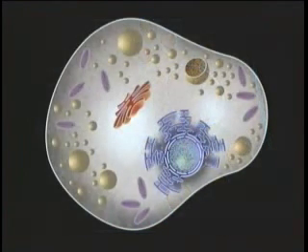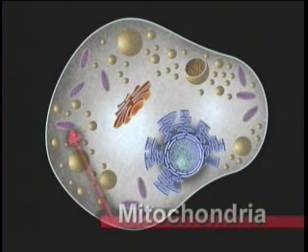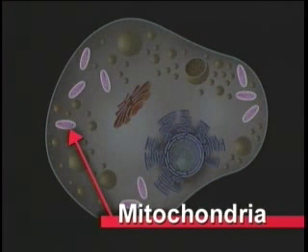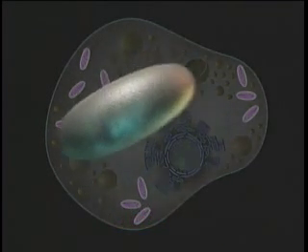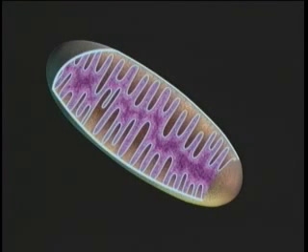Then there are the organelles called mitochondria. They are smaller than the nucleus, and there tend to be many of them throughout the cell. And these mitochondria are the power plants of the cell. They convert the food that comes into the cell and combine it with oxygen to create energy molecules that power reactions in the rest of the cell.